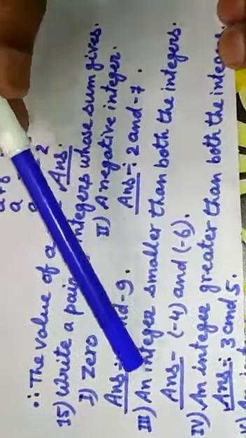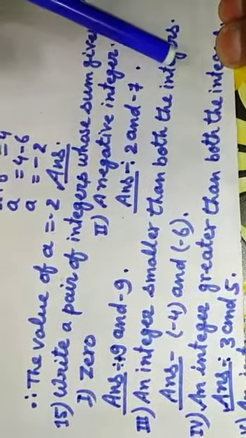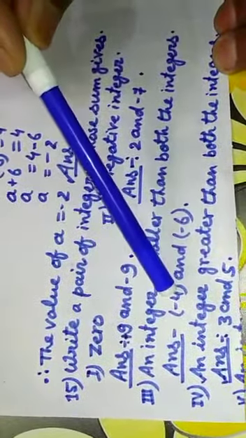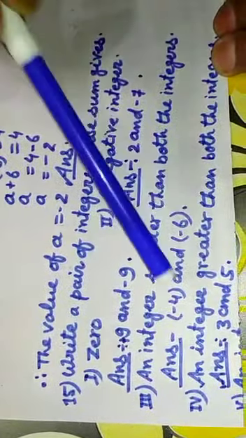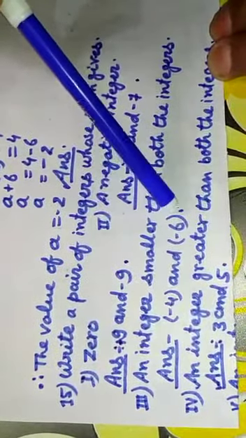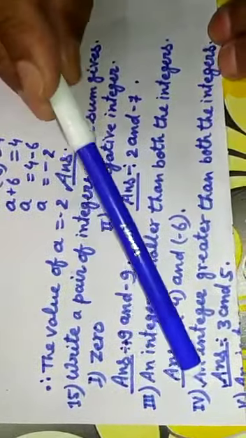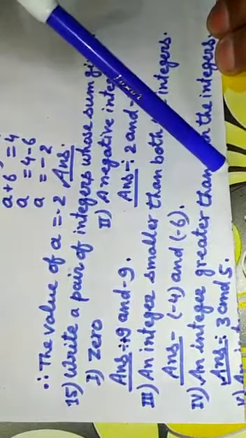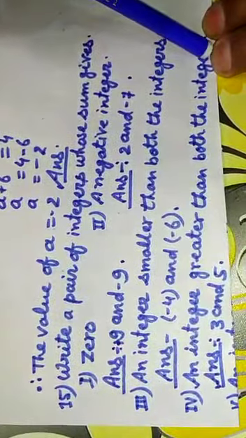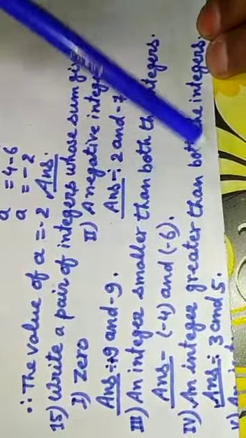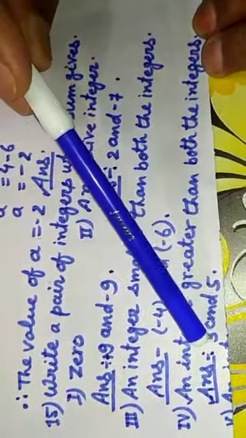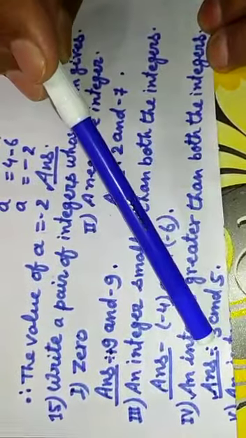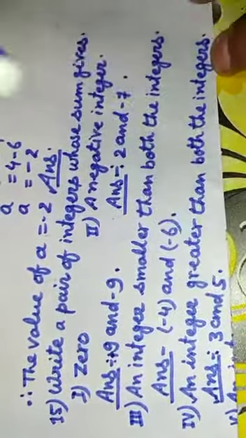Third is an integer smaller than both the integers. The answer will be minus 4 and minus 6, meaning two integers with negative sign. Now, fourth is an integer greater than both the integers. For obtaining greater than both the integers, we will write both integers in positive. Therefore, your answer will be 3 and 5.